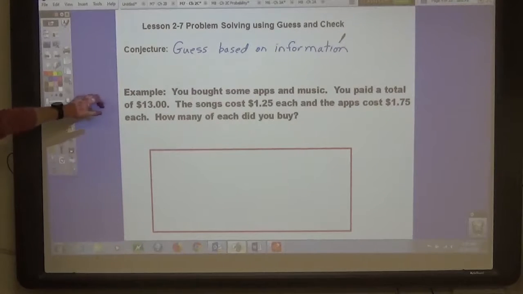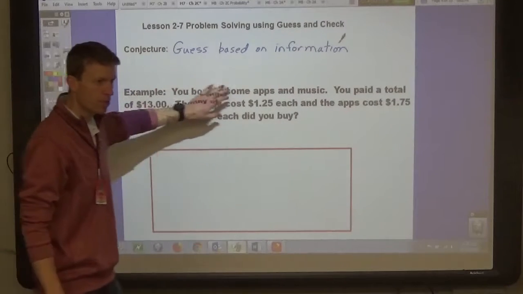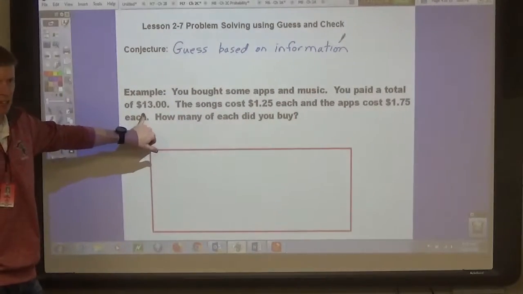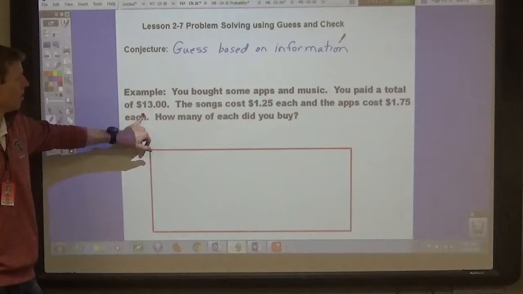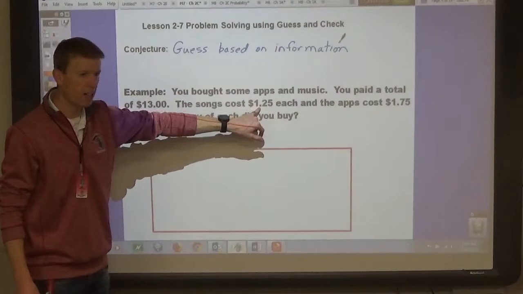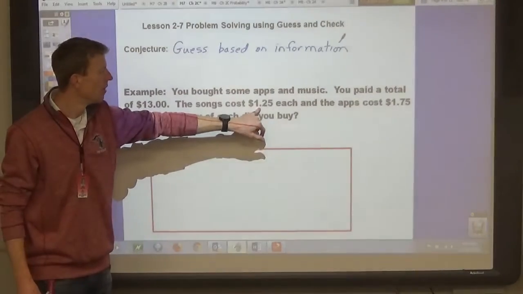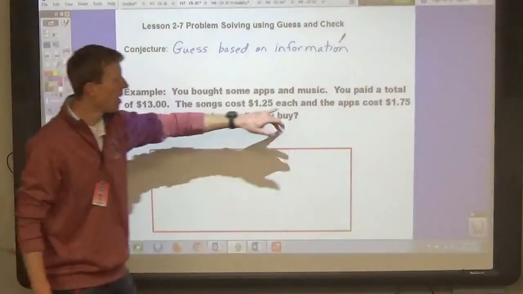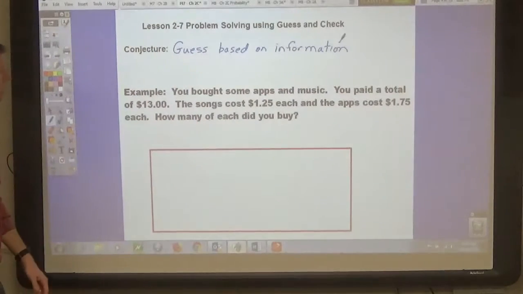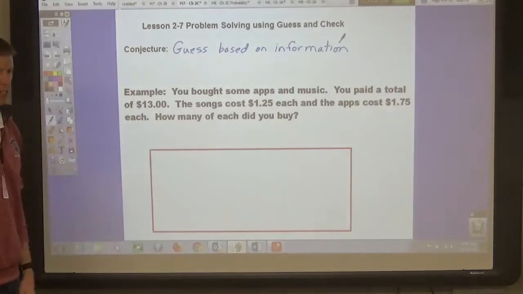So look at this example. Let's say that you bought some apps and some music, and you paid a total of $13. You know that the cost of each song is $1.25, and you know that the apps cost $1.75 each. How many of each did you buy?